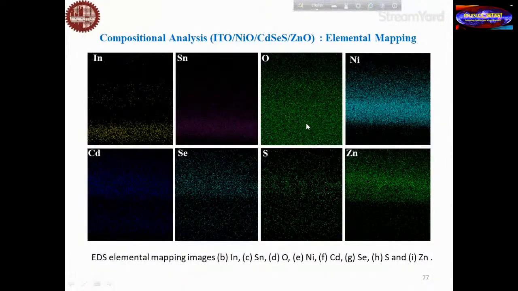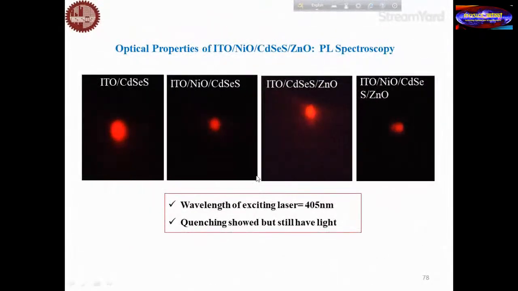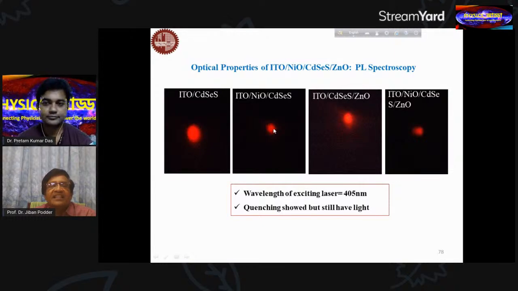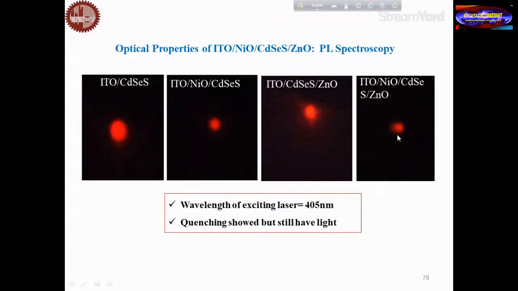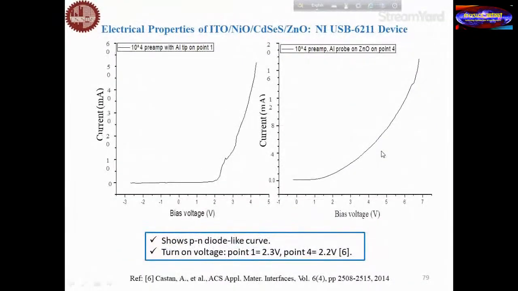These are the imaging spectra for the EDX distribution. You see indium, tin, oxygen, nickel, zinc, sulfur, selenium, and cadmium. These are all the spectra for the distribution of the dopant elements. Ultimately, we have seen that the laser spot is better when you increase the cadmium, selenium, sulfur. This is bright and also small, but this one is quenched. Even then, it gives you luminescence. So that is the advantage for fabrication of this LED light. That is the purpose.